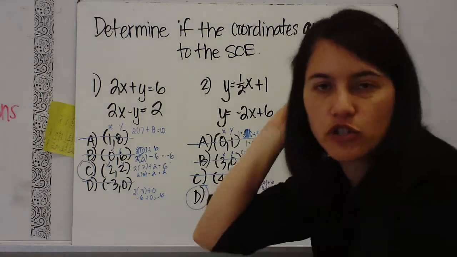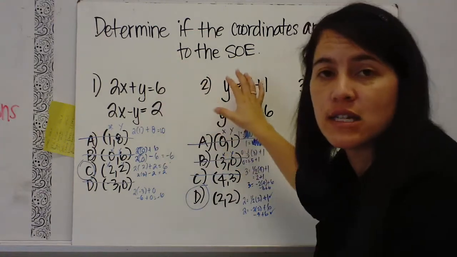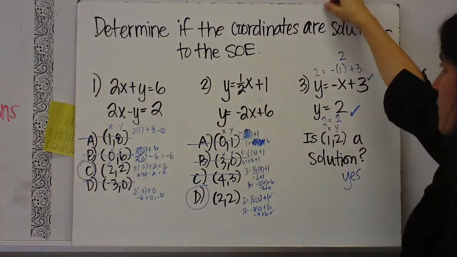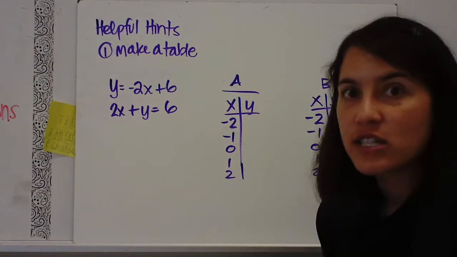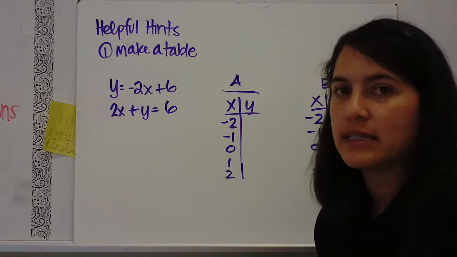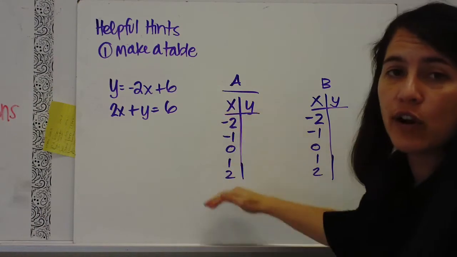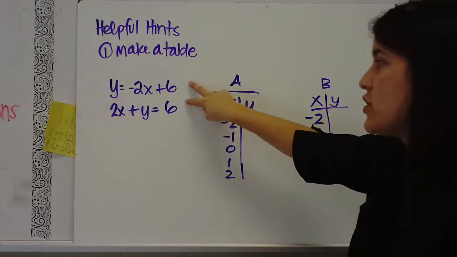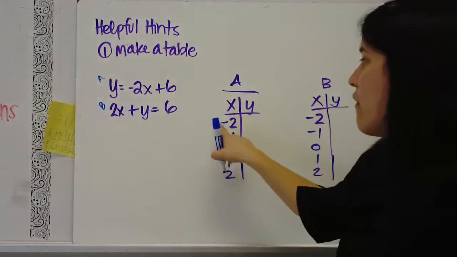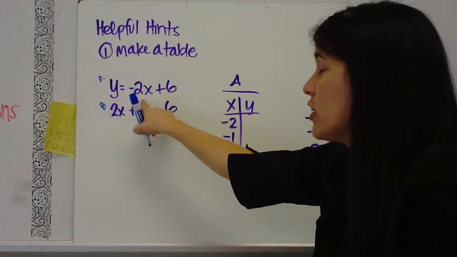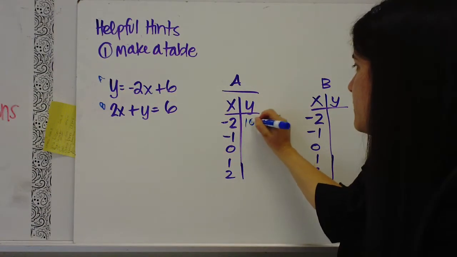Now all of these I showed you just had one solution, one ordered pair that makes both sentences true. Now, just for helpful hints, sometimes it's helpful if you make a table. So I'm going to show you with this equation how to make a table. We've made tables before, negative 2 through 2, and I have 2 equations. We're going to say this equation is A and this equation is B. So if I put in negative 2 right here, negative 2 times negative 2 is 4. 4 plus 6 is 10.